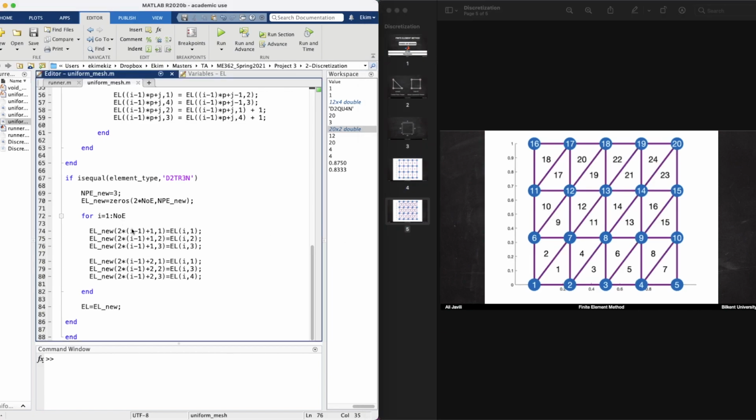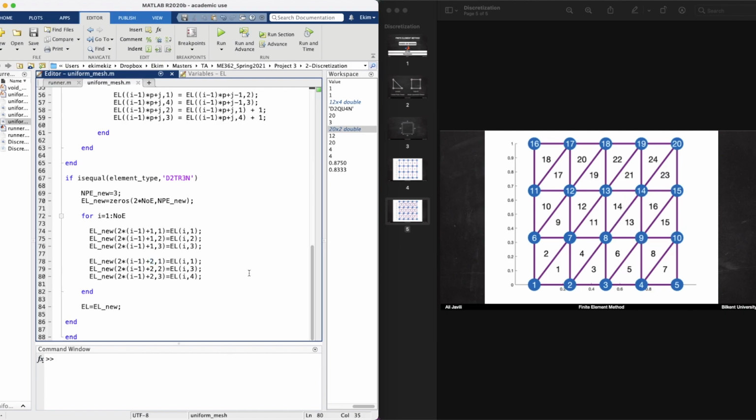So i is 2 now. 2 minus 1, 1 times 2, 2. Plus 1, 3. And plus 1 to that is 4. So that's how we number our new elements.